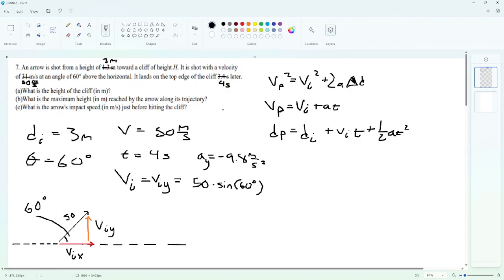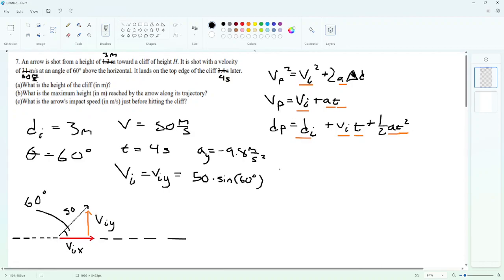Okay, so let's go ahead and underline what we have. We have the final? No, we do not. We have the initial velocity, we have the time, we have acceleration. We do not have final. Okay, so using this, we can either find this and plug it in here to find this, or we can use this to find this. We'll go ahead and use this right here.